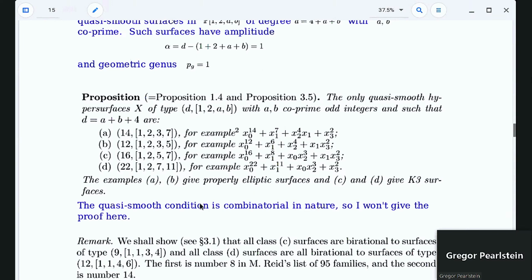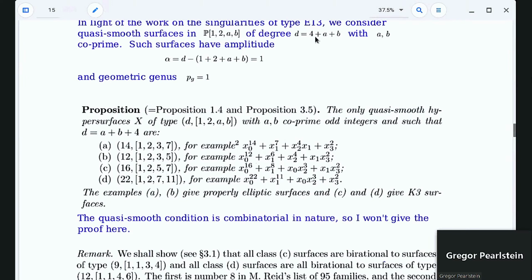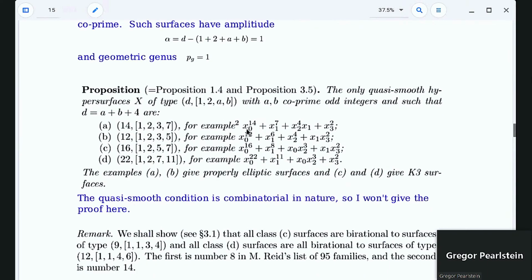Okay, but anyway, at the end of the day, it is a combinatorial condition. You can sit down under these hypotheses, there's 1, 2, A, B, and the degree is this, and grind out what could happen. So it could be degree 14 in 1, 2, 3, 7, but I kind of set up the problem to be that way. What's very interesting is actually there's only 4 cases that can arise.